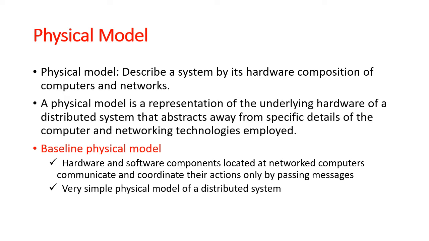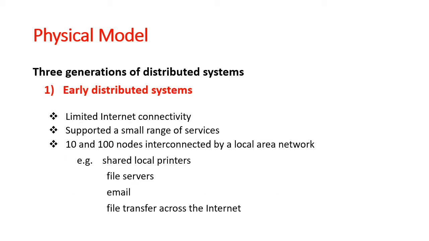There is a term related to this called baseline physical model, which is a very basic version of this. The hardware and software components located at the networked computers are communicating and coordinating their actions only by passing messages. That model is called baseline physical model. They are very simple physical model for a distributed system.